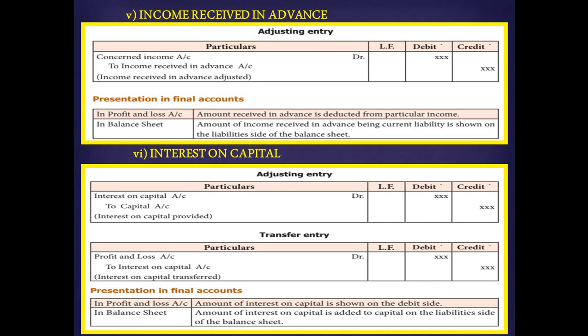Next one is interest on capital. In order to see the real profitability of the business, it is desirable to charge interest on capital, treating it as a business expense, and the adjustment entry is passed as interest on capital account debit to interest account. Interest on capital is shown on the debit side of the profit and loss account and it is added to the capital on the liability side of the balance sheet.